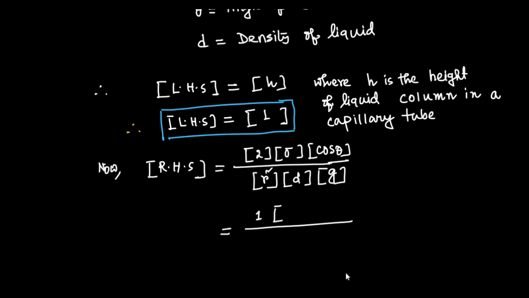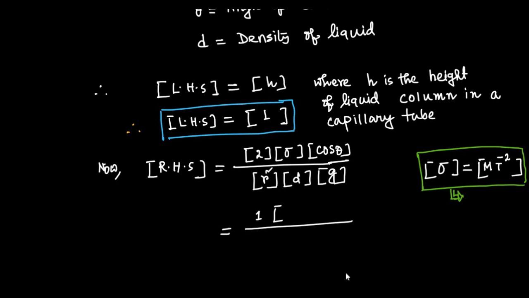Dimension of sigma, that means the dimension of surface tension, is equal to MT to the power minus 2. This is the dimension of surface tension of the liquid.